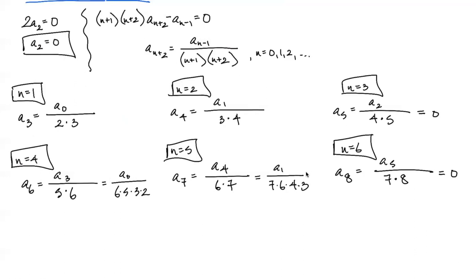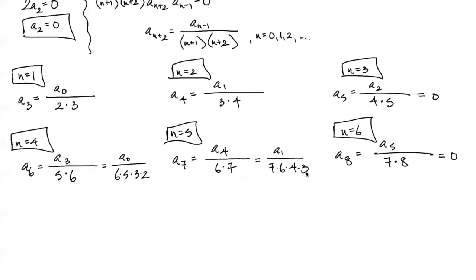Hmm. N equals 9? Yes. So we would maybe call that a sub 11, right? A sub 11 would equal 0 for sure. And so it's like every third term here is going to be 0. All right. And so this is sort of a pattern that we've seen.